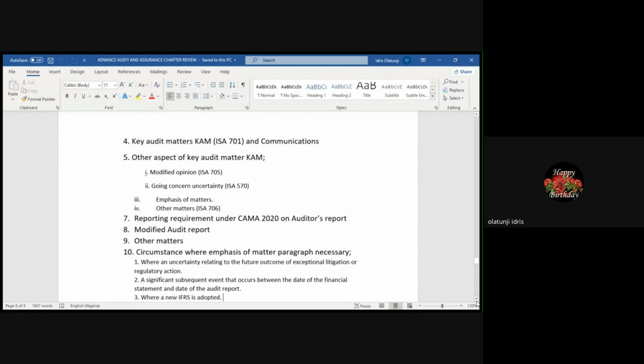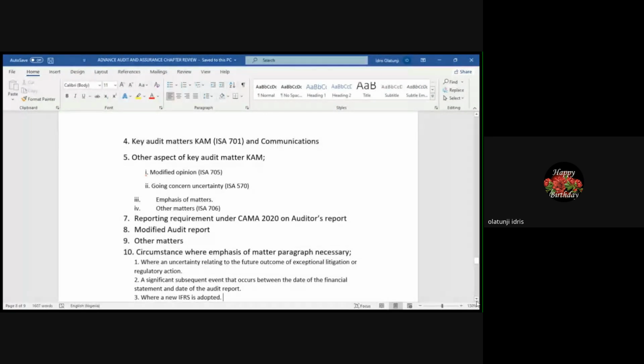So, this modified opinion, according to ISA 705, is not substituted by key audit matter; the auditor must express a modified opinion in any case. Any matter that requires a modified opinion shall be explained in the basis for modification paragraph rather than in key audit matter.